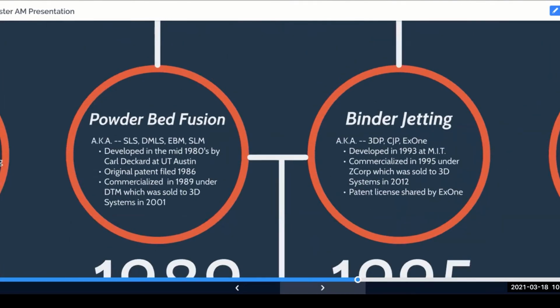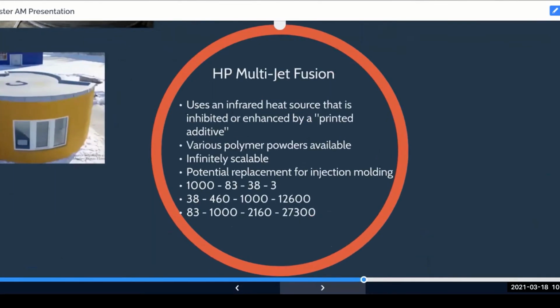Kind of the newest thing on the scene is, I think of it as a merging of these two different technologies: binder jetting, where we're gluing stuff together, and this laser powder bed fusion idea. And it's something that Hewlett Packard came up with. Well, they didn't come up with it. They bought the technology from a guy in England who was working at a university who designed it, but I'm not supposed to know that.